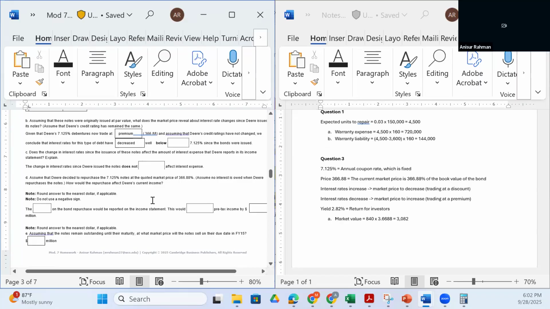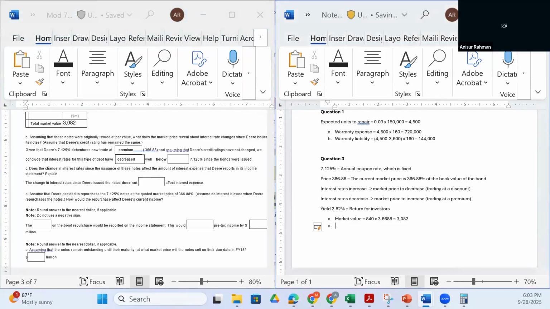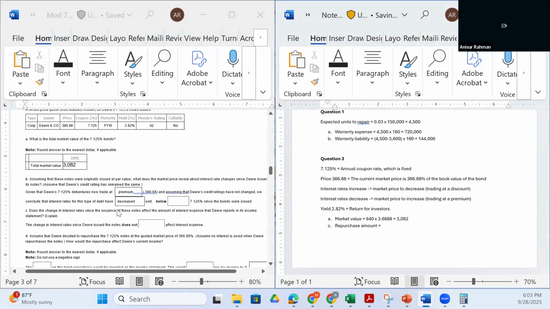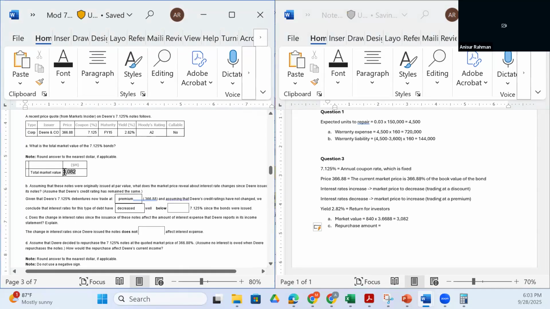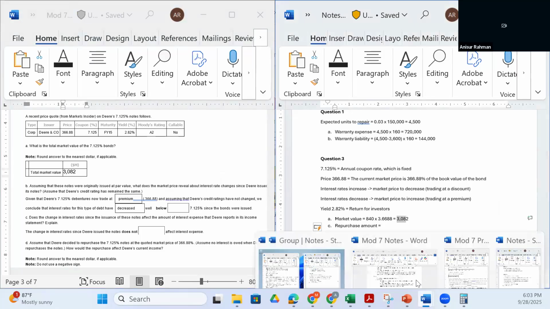Now, when they repurchase the bond, the repurchase amount is equal to the amount we already found, which is the market value. So 3,082. It's here, right? So this is how much they have to pay.